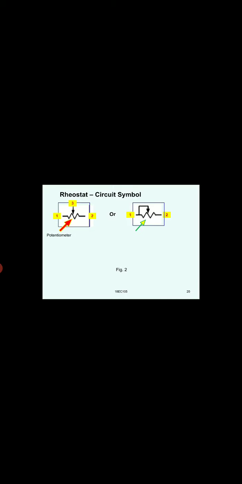Then the next one is the symbol where you can see only the terminals 1 and 2. That means if you connect a load or an instrument to measure the resistance between 1 and 2, as you go on rotating the terminal, you will be getting a variable resistance. So that's why it is called a variable resistor.